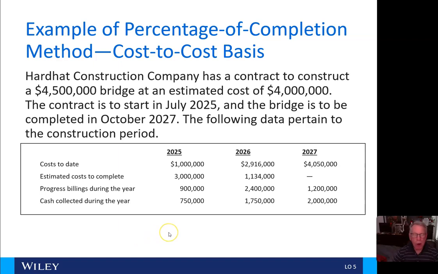Hi, everybody, and welcome back to video number 10 on chapter 17. When we left off, we were looking at an example of the percentage of completion method, cost-to-cost basis, involving the Hard Hat Construction Company.